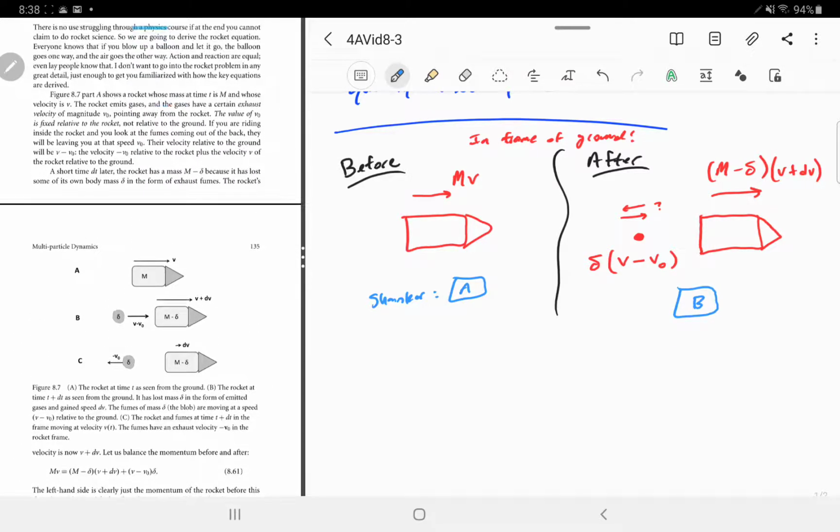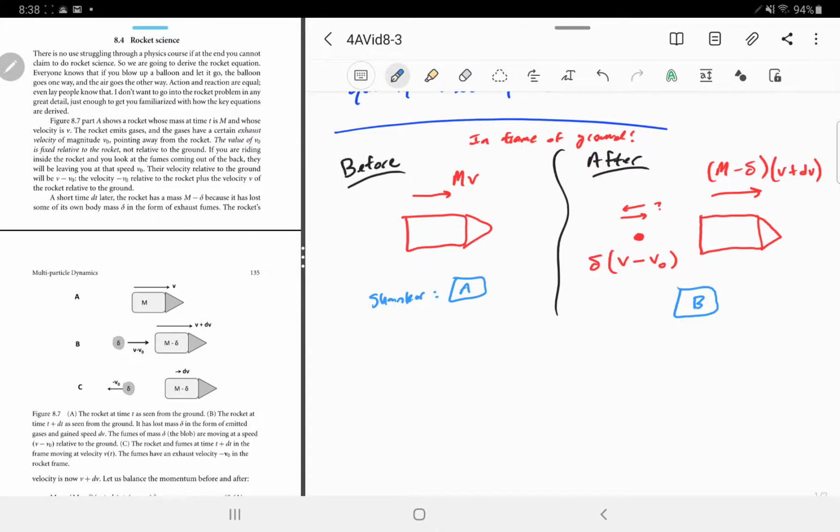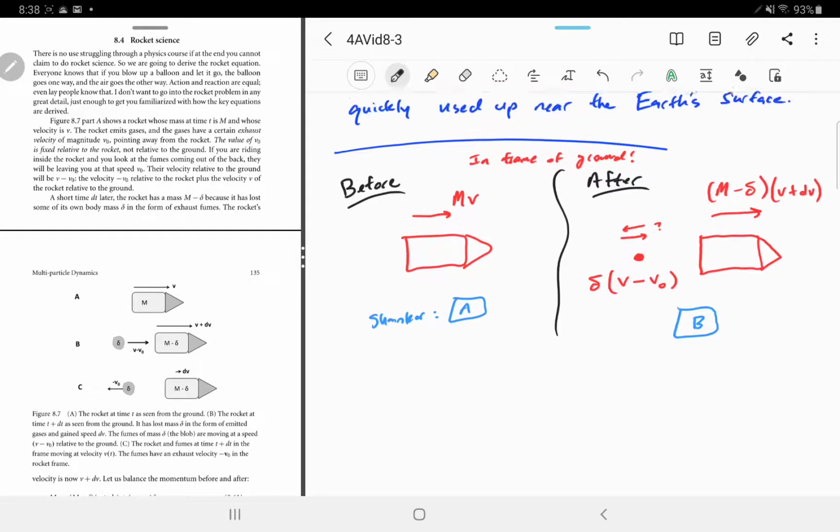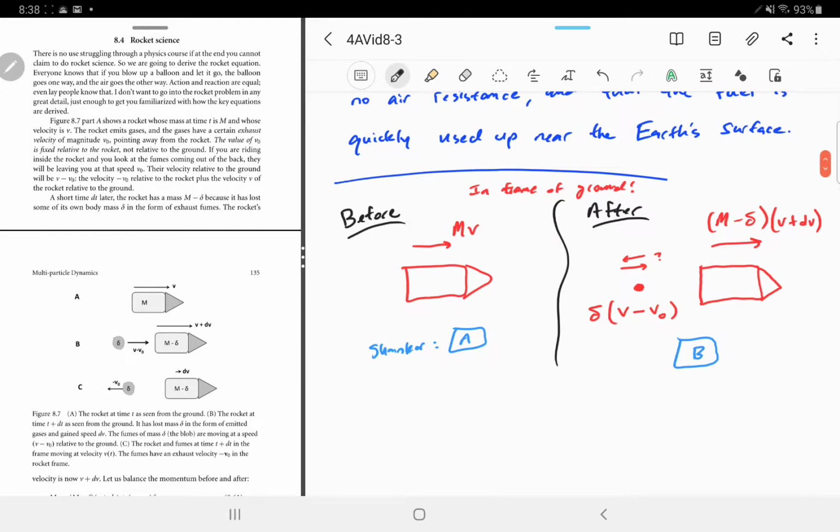So in case you're wondering what these pictures are all about, I'm only focusing on the frame of the ground because all the equations that we're going to write down are in the frame of the ground. We care about the velocity of the rocket in the frame of the ground. The velocity of the rocket in the frame of the rocket is always 0, so that doesn't really tell us much.